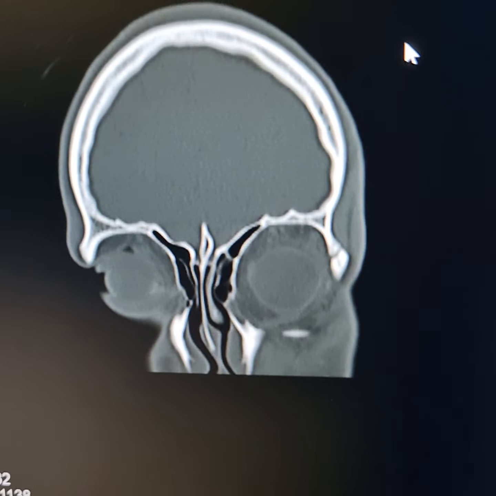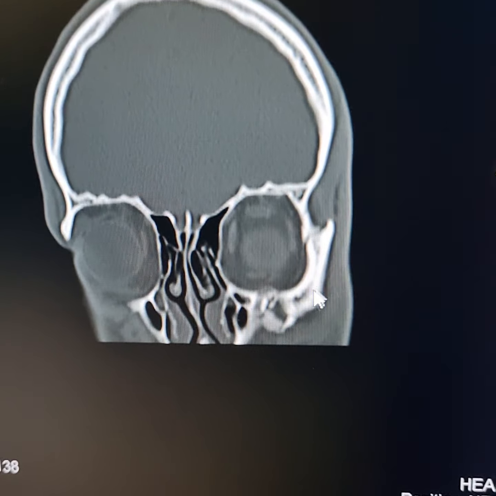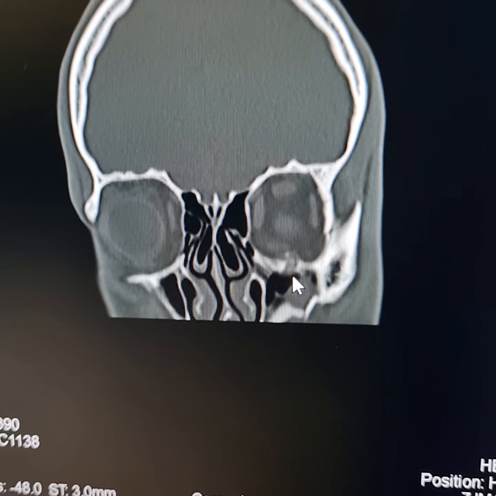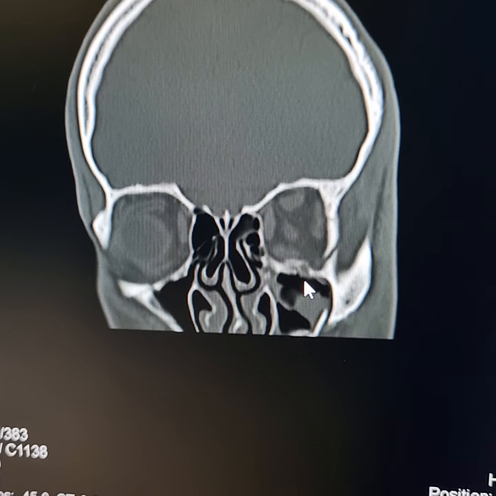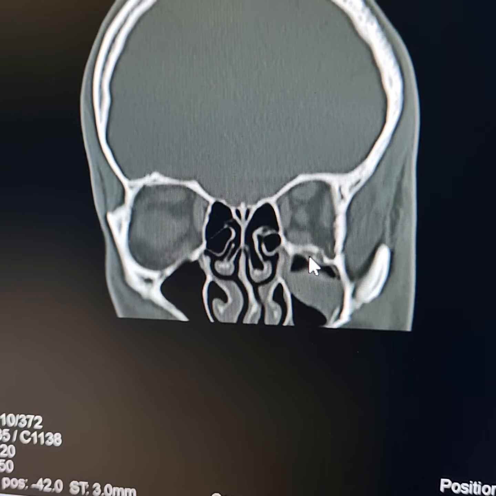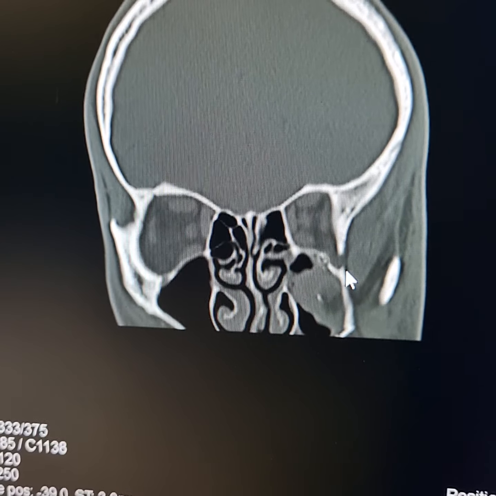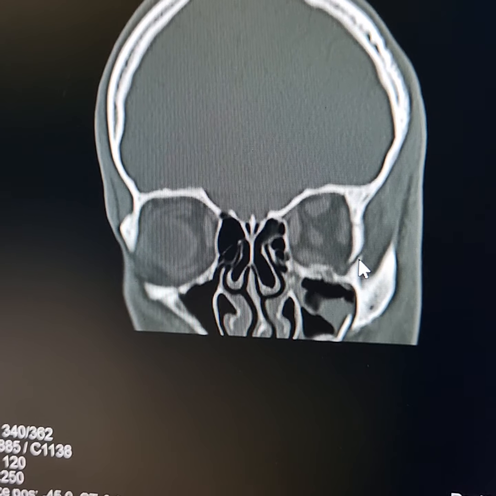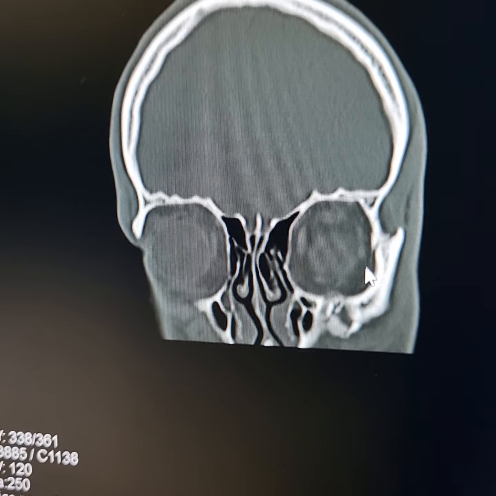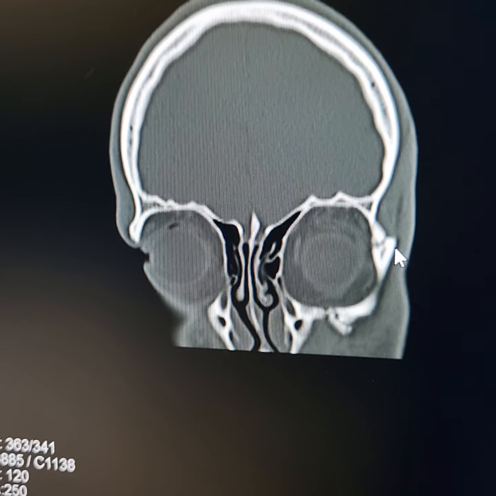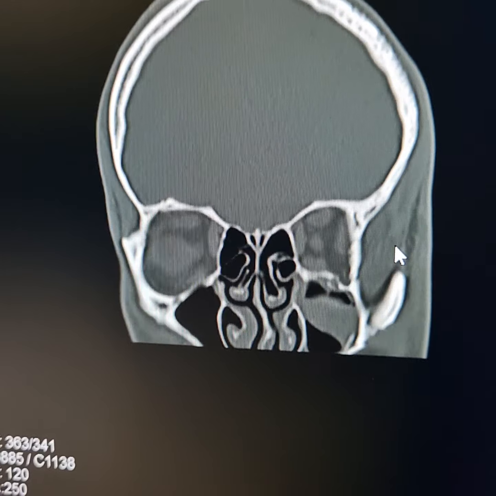Now this is the coronal scan. Please observe that there is a fracture of the floor of the left orbit as well, but there is no entrapment of the inferior rectus muscle. This is the fracture line which has involved the lateral wall of the left orbit. Anteriorly, this has resulted in diastasis of the left frontozygomatic suture.